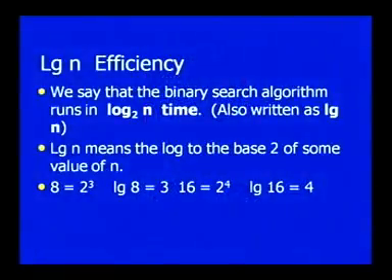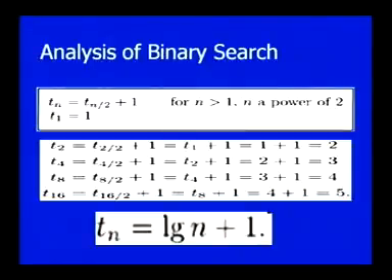So, we call this log n efficiency. Normally in computer science the base is always 2, so it is log n base 2 time, and we can prove this by means of the recurrence also.